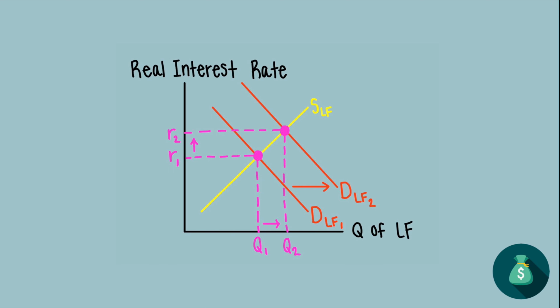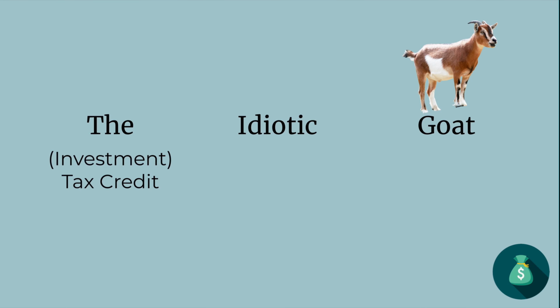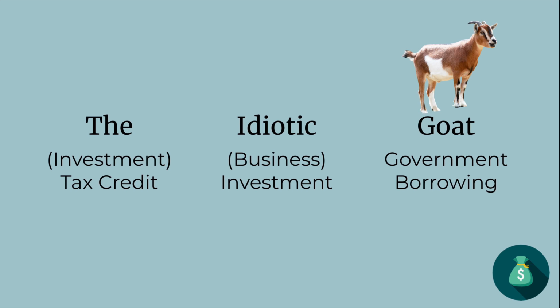The shifters of demand can be remembered with this acronym: the idiotic GOAT. Tax credit, investment, government borrowing.